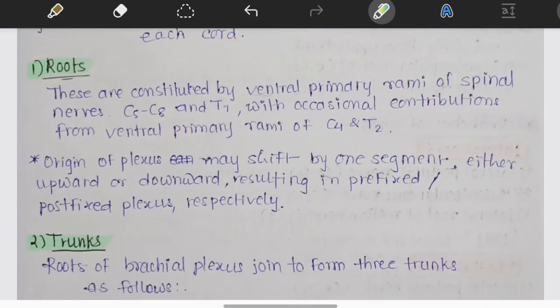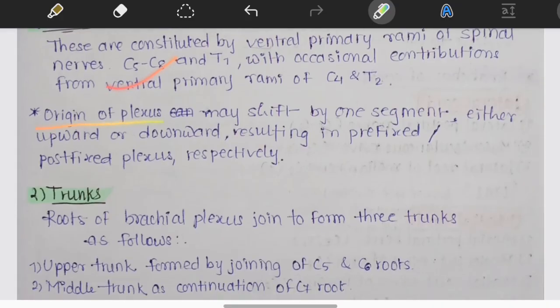First, we will see the roots in detail. These are constituted by the ventral primary rami of spinal nerves C5 to C8 and T1, with occasional contribution from the ventral primary rami of C4 and T2. In some cases C4 can be included in these roots, and sometimes T2 also. The origin of the plexus may shift by one segment either upward or downward, resulting in a prefixed or postfixed plexus.